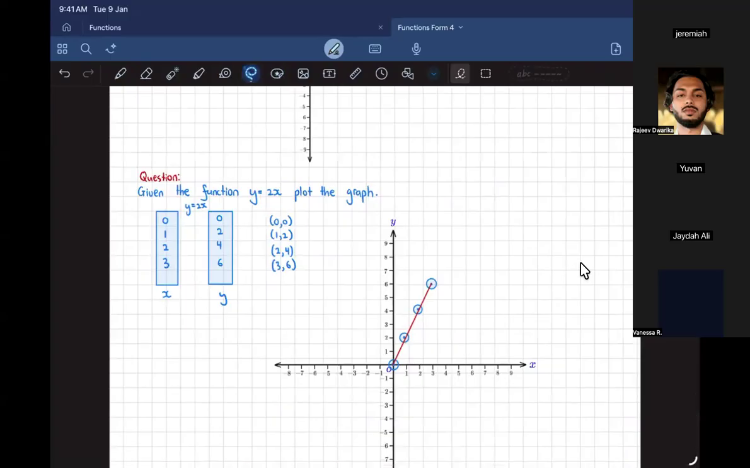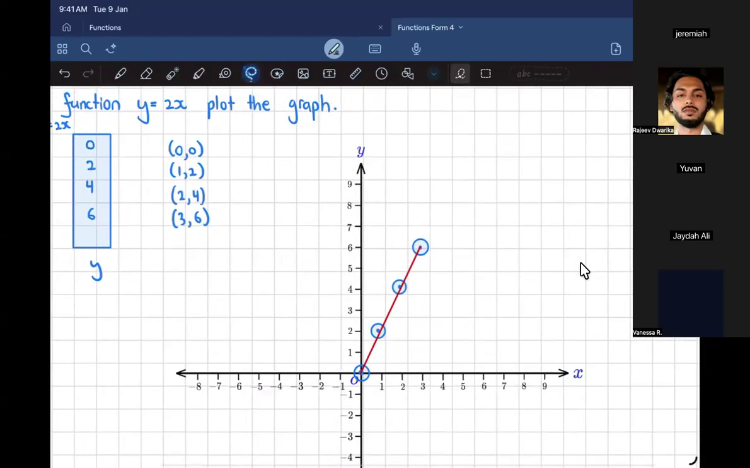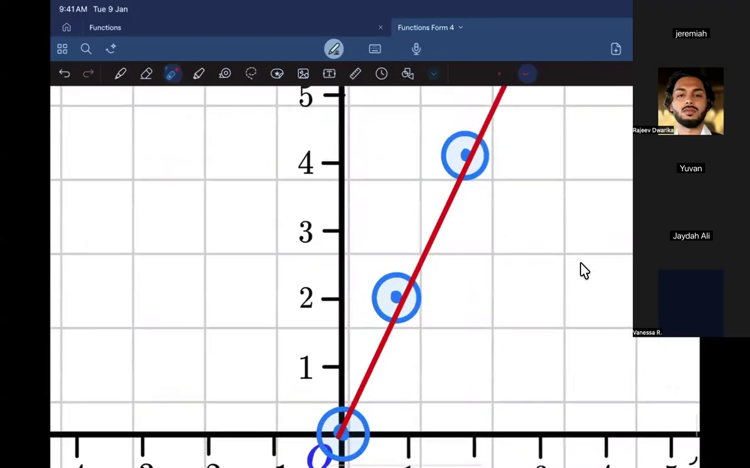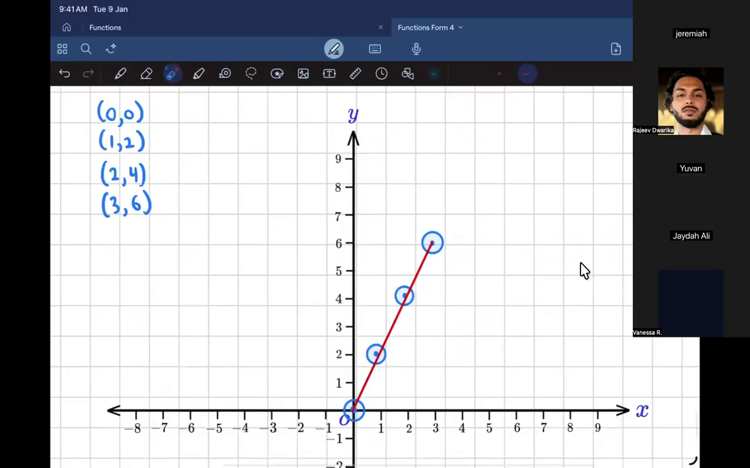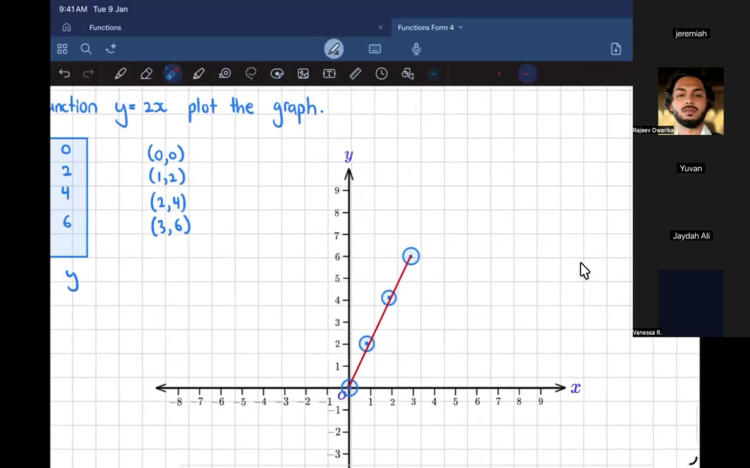Now again, I'm not drawing the most perfect graph. If you draw this on graph paper, it will fall exactly on the line. If you notice here, it has a little distance, but that's fine. I think you'll get the gist of what I'm trying to say. Now, if you wanted, you could have extended this line.